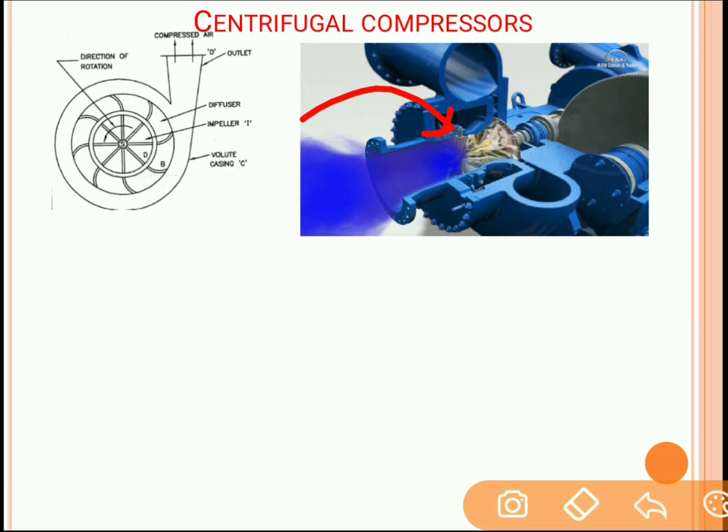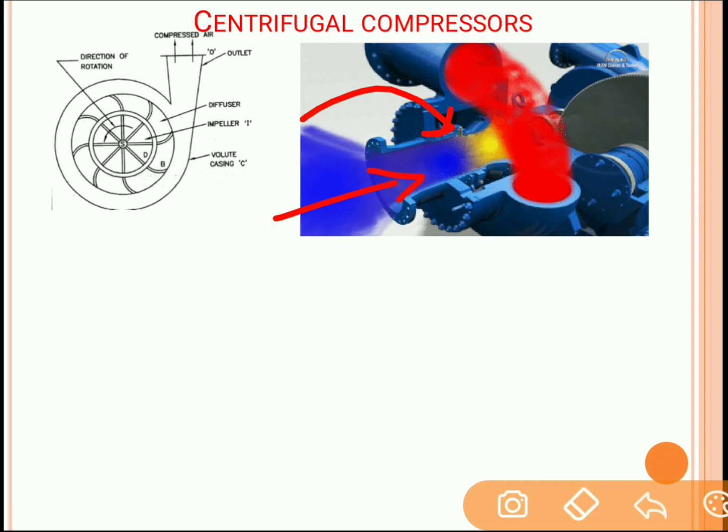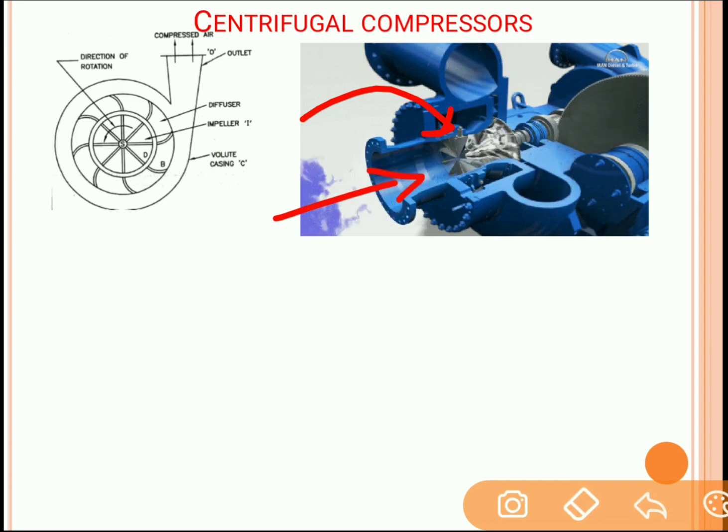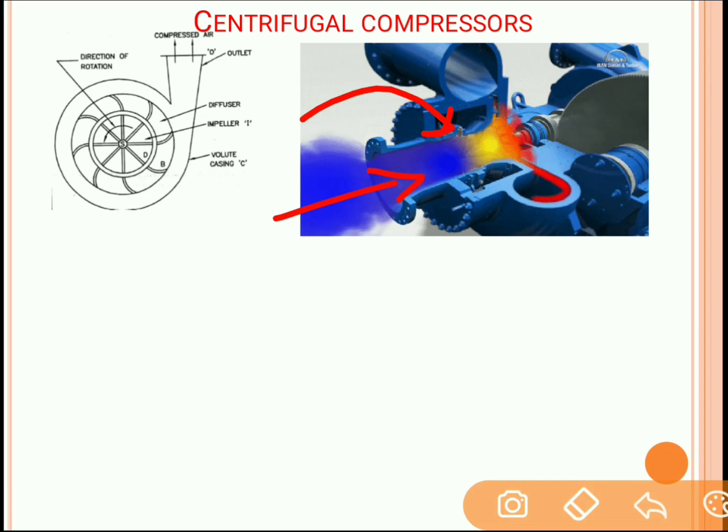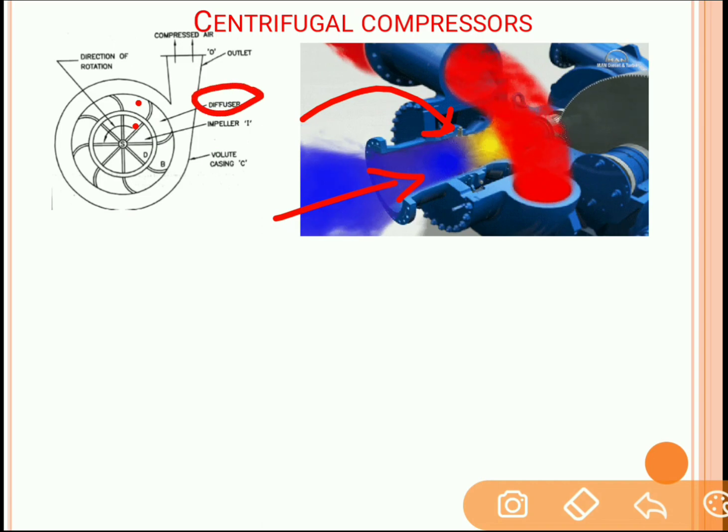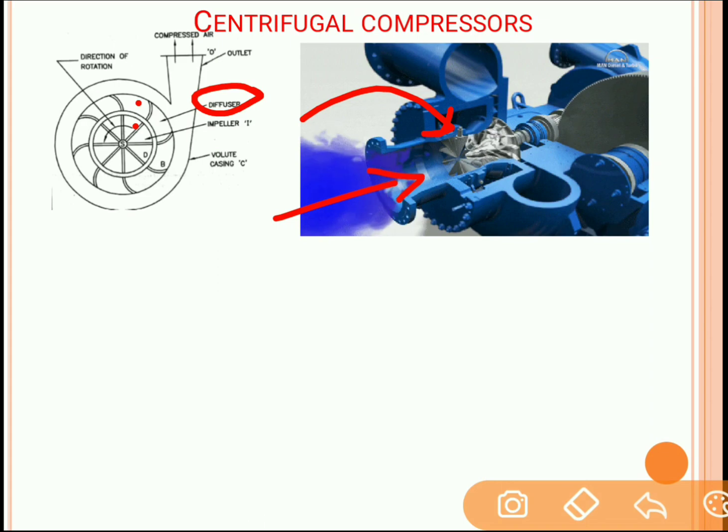So this rotating disc causes the air which enters through the inlet to come in contact with the impeller, its centrifugal force increases, and because of the centrifugal force, pressure as well as kinetic energy increases. And this high velocity, high kinetic energy air leaves through the impeller, and from the impeller it will enter into the stationary blades. These stationary blades are nothing but the diffuser blades. This is very similar to the diffuser type of pump which we saw in the previous video.